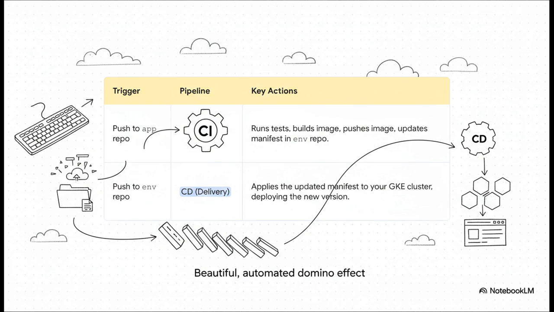And this right here, this is where the magic happens. Check out this flow. A developer pushes new code to the app repository. That push automatically kicks off the CI, or continuous integration pipeline. Cloud Build runs tests, builds a new container image, and here's the key part. It automatically updates the deployment file in that second repository. Then that push to the environment repo triggers the CD, or continuous delivery pipeline, which deploys the new version to your cluster. It's this beautiful automated domino effect.